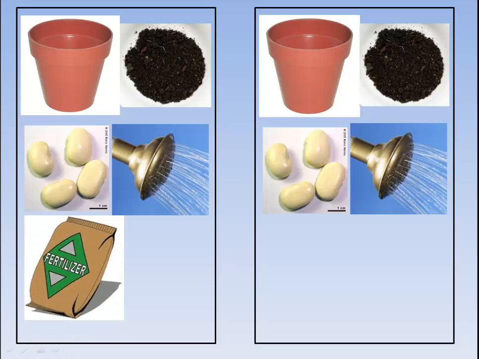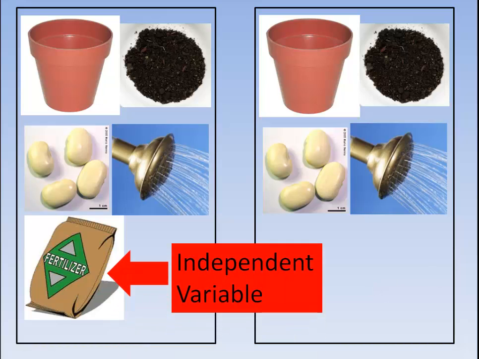To one pot, they added fertilizer. The only difference between this group and this group is the fertilizer. We call the fertilizer the independent variable. It's a variable that we've changed. It's the only difference between this group and this group.